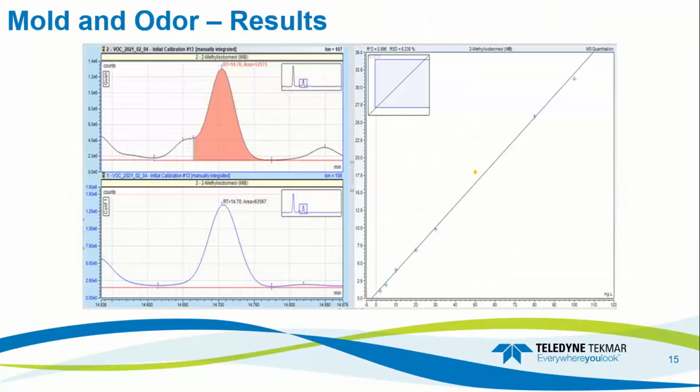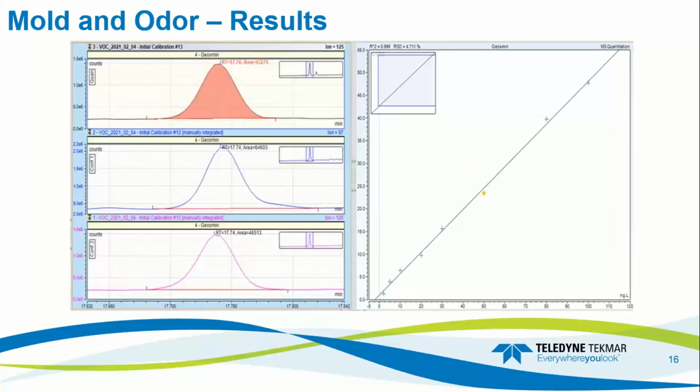All right, here we have the MIB results, so extracted ion chromatograms for our 50 ppt MIB, showing the quantitation ion and a confirming ion, and a linear calibration over the concentration range of 2 ppt to 100 ppt, resulting in a 0.996 R squared. And here are the Jasmine results. Again, we have a 50 ppt showing our quantitation ion and then 2 confirming ions, and the linear calibration over the range of 2 to 100 ppt at 0.998.